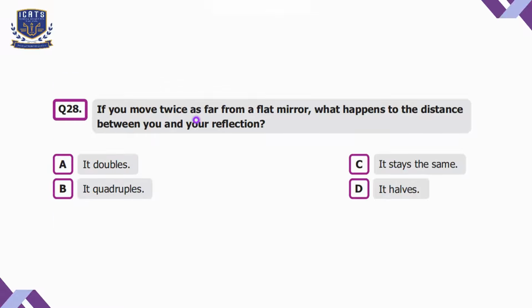Question number 28. If you move twice as far from a flat mirror, what happens to the distance between you and your reflection? Option A is it doubles. Option B is it quadruples. Option C is it stays the same. Option D is it halves.